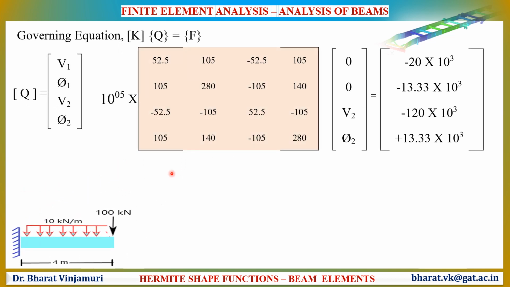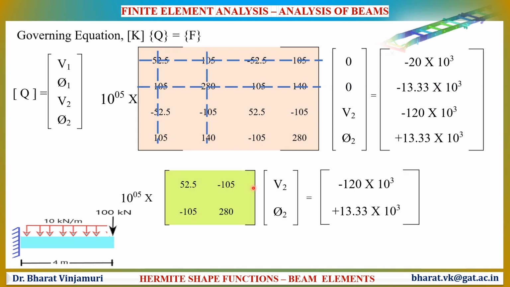The stiffness matrix, displacement vector as well as the force vector will be arranged in the form of the Gaussian equation KQ is equal to F. This Gaussian equation will be reduced by the elimination method. In the elimination method, since the first two values of the displacement vector are zeros, the first row as well as first column and second row and second column of the stiffness matrix will be eliminated as shown. The reduced equation will be of this form. By solving this equation, the values of V2 and theta 2 will be determined.